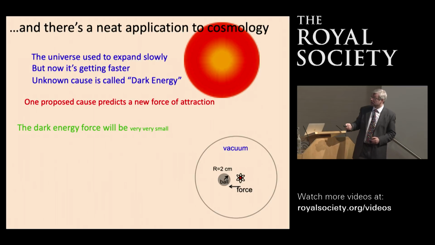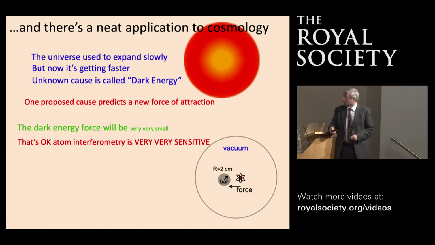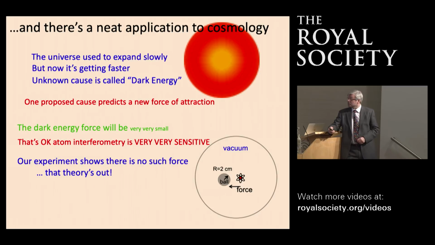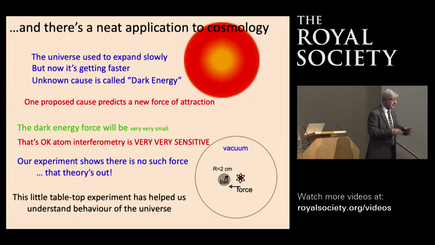But of course the first thought is the dark energy force will be very, very small. However, atom interferometry is very, very sensitive. So in fact, it turns out that one can be sensitive enough to detect this force. And our experiment shows that there is no such force. So that theory's out, and that's how science works. And what's satisfying about it is a little tabletop experiment has helped us to understand the behavior, I mean, not all the behavior, but something about the behavior of the whole universe.